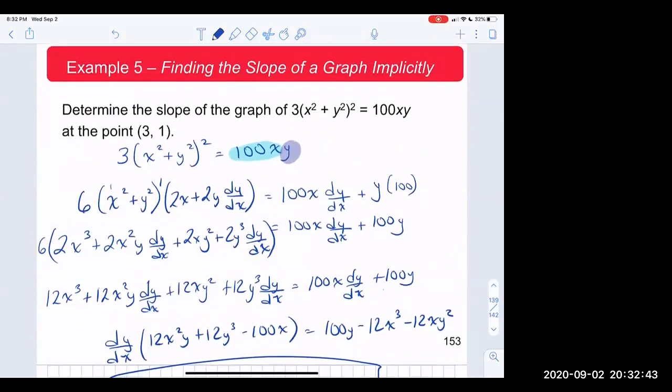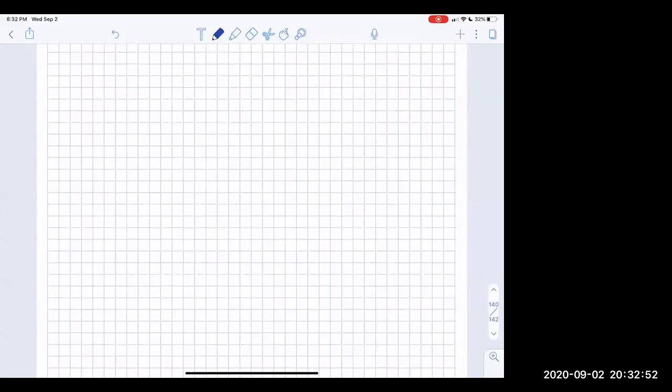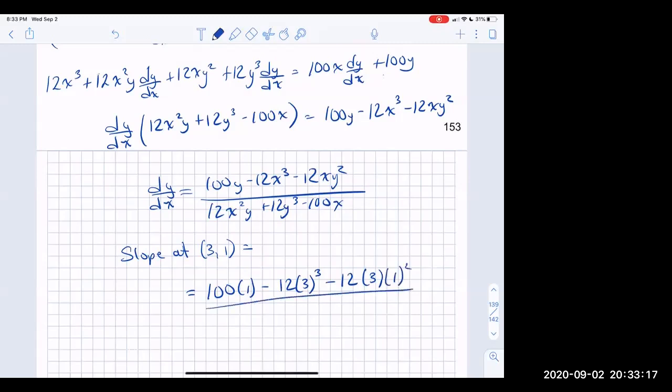So that's my derivative, and I want the slope at the point (3, 1). So that is going to equal 100 times 1 minus 12 times 3 cubed minus 12 times 3 times 1 squared, over 12 times 3 squared times 1 plus 12 times 3 cubed, 1 cubed even, minus 100 times 3. And it will all be a nice, lovely thing of 13/9 when you do all that.